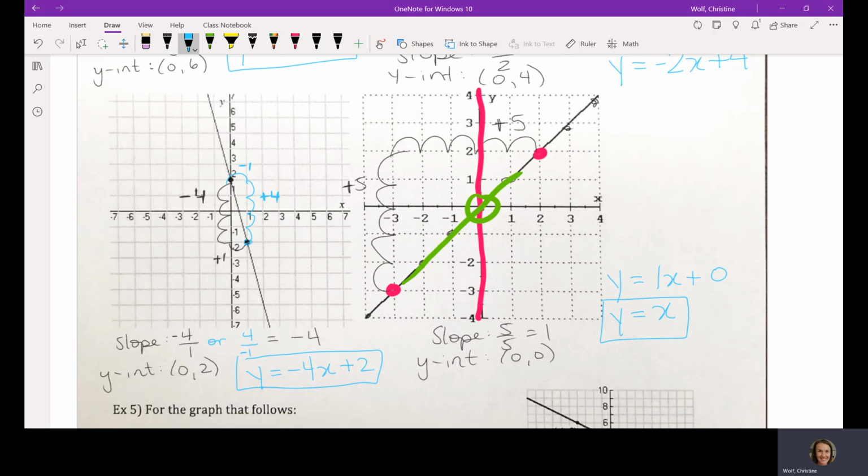So really what it comes down to is the equation is y equals x, because the slope is 1, there's a ghost 1 right there, and then the y-intercept is 0, and you don't have to write in zeros. And so there you go, y equals x is the equation for that guy. A little bit of a tricky one. Okay, almost done.